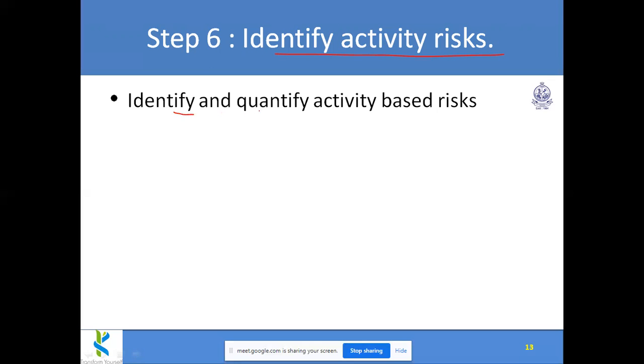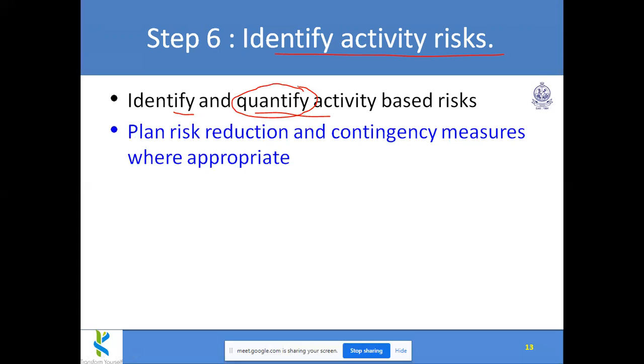So we can identify and quantify activity-based risks. Okay. So the risk percentage, we have to exactly quantify it. It will affect 20%, it will affect 30%, 40%, likewise. Or we can even say probability: this much chance is there for this risk to occur. And we can plan risk reduction and contingency measures where appropriate. Okay, precautions, all the risk reduction activities, so that we can plan.